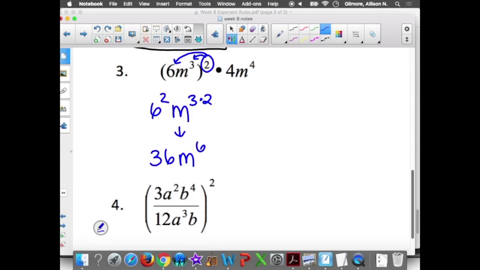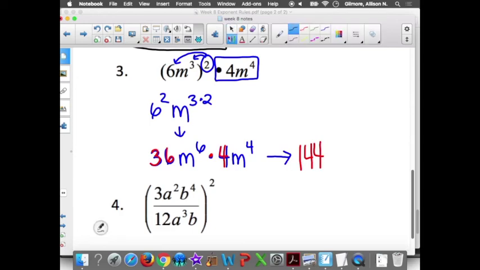And to that, we're going to multiply by 4m to the 4th power. First, we're going to multiply our coefficients. 36 times 4 is 144. And we have m to the 6th times m to the 4th. We're going to add those two together. We get m to the 6th plus 4. 6 plus 4 is 10. So our answer is 144 m to the 10th power.